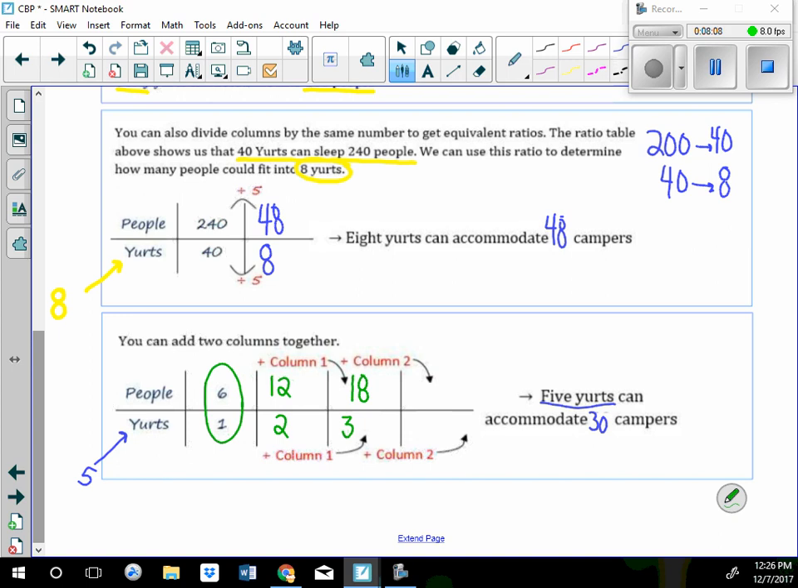So what do you think? Add column 2. Add column 2. So this would be like column 1, here column 1, and then I would have column 2. Yeah, let's add column 2 here. All right. So that means I'm going to have 5 yurts, because 2 plus 3 is 5, and then 12 plus 18 is 30. All right? Which is what we got before. And remember here, I just wanted to show you how we could add columns. That was okay.